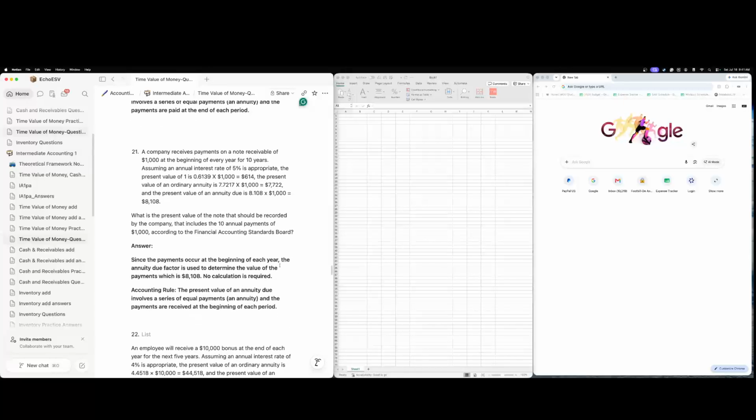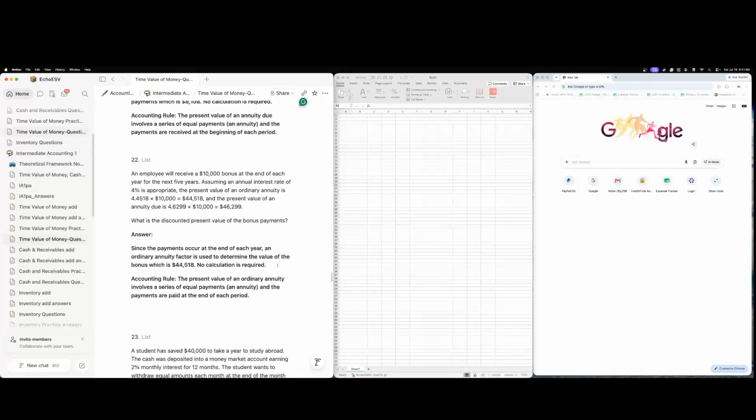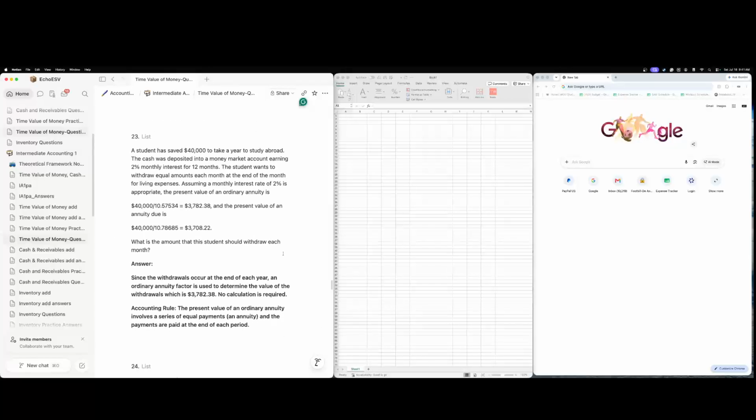7722. Company receives payment on a note receivable at the beginning of every year for 10 years. So this is an annuity due, so $8,108. At the end of each year for the next 5 years, that means it's an ordinary annuity. The ordinary annuity present value is $44,518.